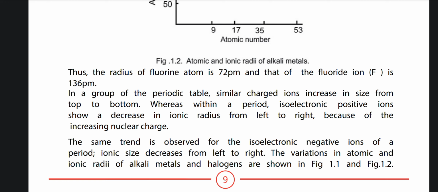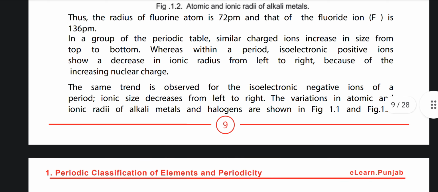In a group of the periodic table, similarly charged ions increase in size from top to bottom, whereas within a period, isoelectronic positive ions show a decrease in ionic radius from left to right because of increasing nuclear charge. The same trend is observed for the isoelectronic negative ions of a period. Ionic size decreases from left to right.